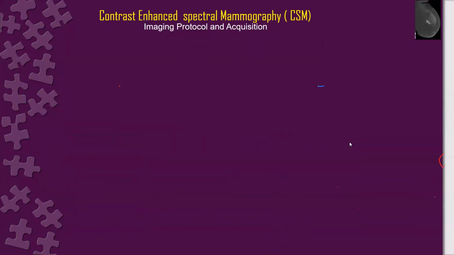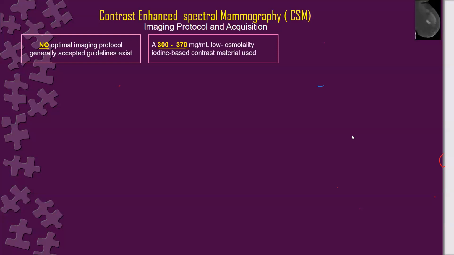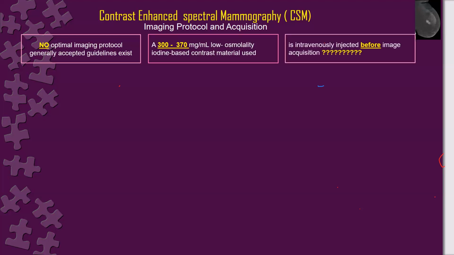Okay, so what is the imaging protocol for the contrast enhanced acquisitions? There is no optimal imaging protocol like on MRI, but generally there are accepted guidelines. They use about 300 to 370 milligram per mil low osmolarity iodine-based contrast material, injected before image acquisition.